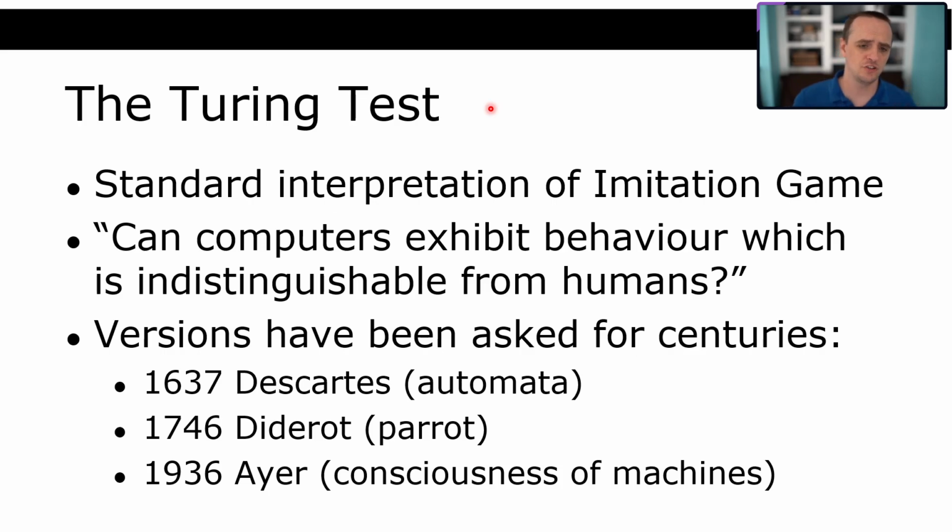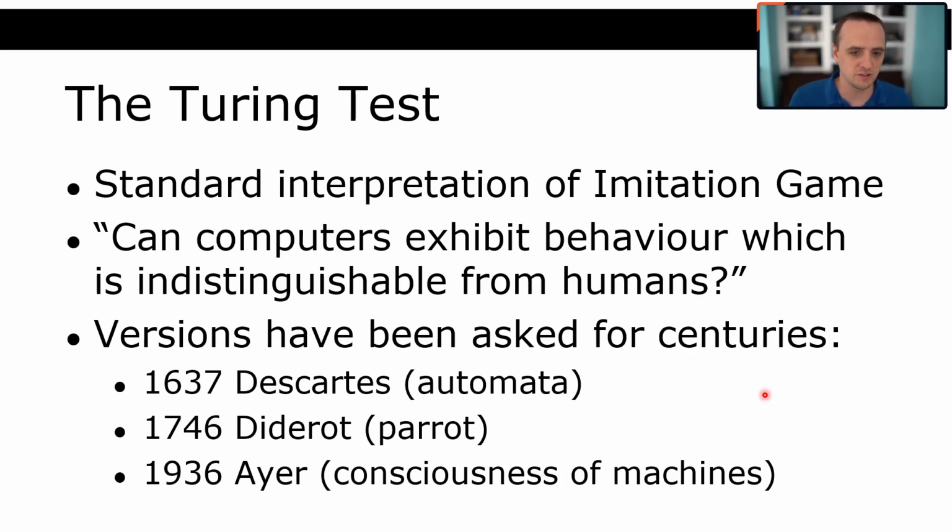And versions of this question have been asked for centuries. Back in the 1600s, Descartes was asking this, and there were automata that could read and write. Like, oh my God, the automata they made were crazy. Diderot, the philosopher, was talking about parrots. Parrots can speak English, but are they intelligent, right? In 1936, Ayer was talking about the consciousness of machines, etc.